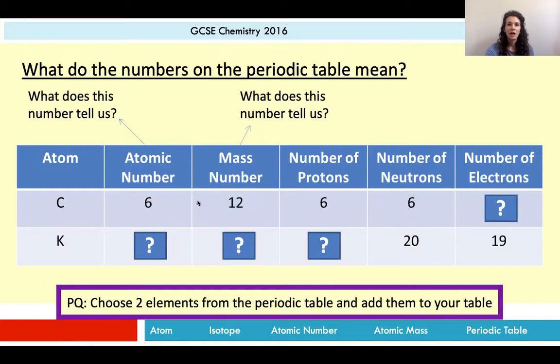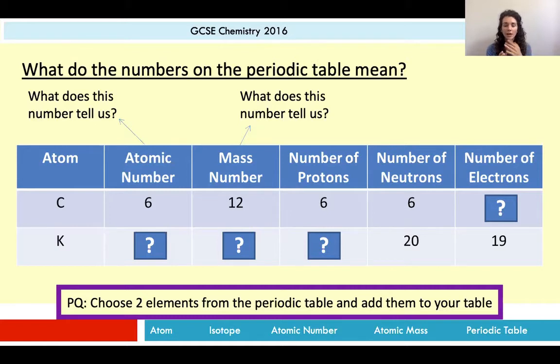Okay, so for carbon, because it has an atomic number of 6, I know it has 6 protons, and it already told me that the number of neutrons was 6. I know that the mass number is 12, because 6 add 6 is 12, so that's the mass number.